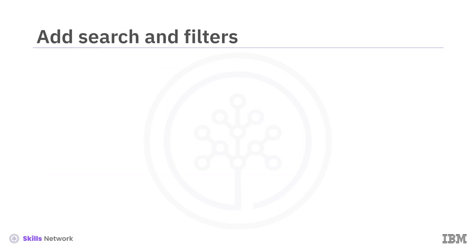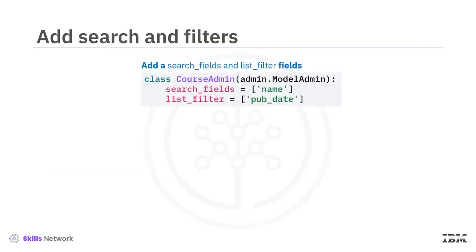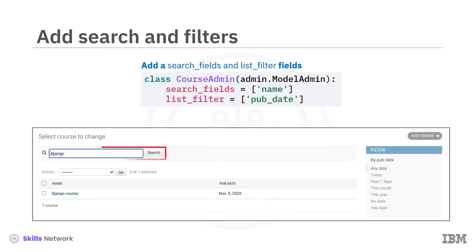The course change list may be very long, and you may want to be able to search and filter the list. To enable search and filter on the course change list, add the search_fields to include the fields you want to search and the list_filter to include the fields you want to filter. After refreshing the page, a search box and a filter menu appear on the course change list for you to search and filter the courses on the admin page.